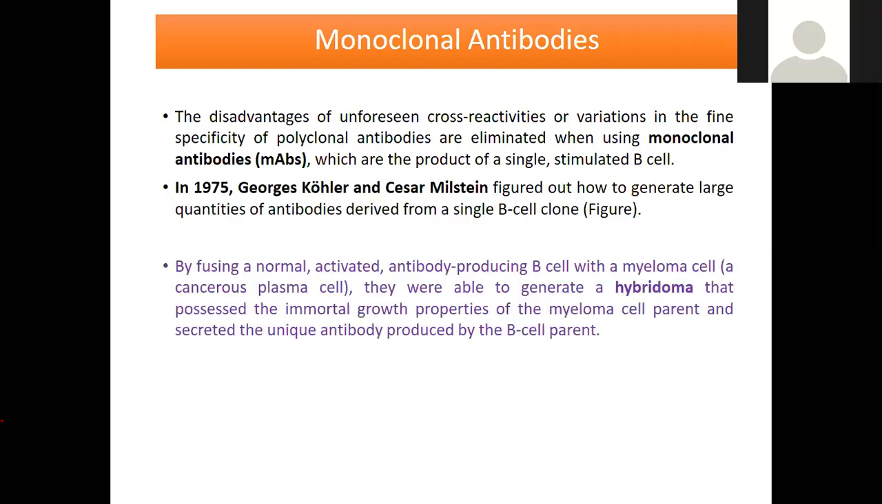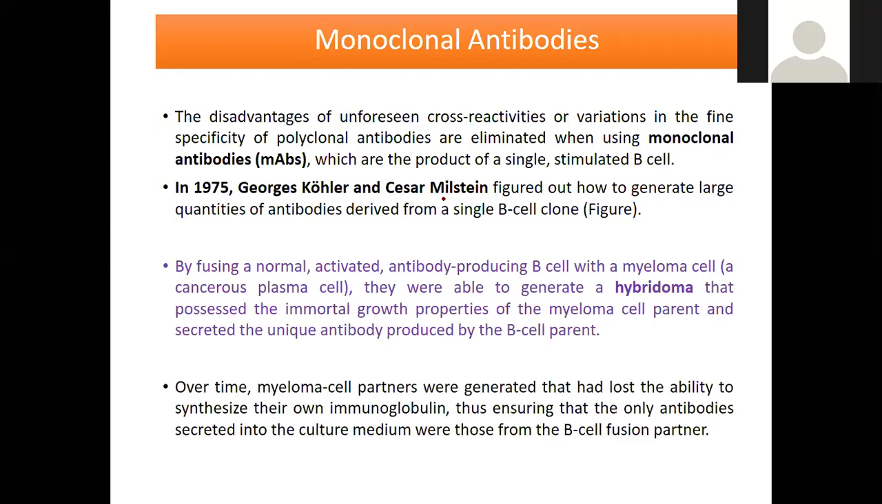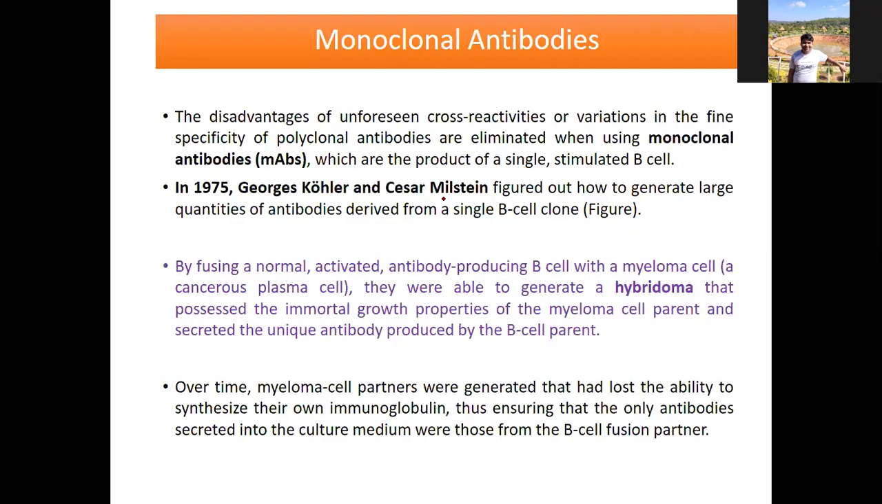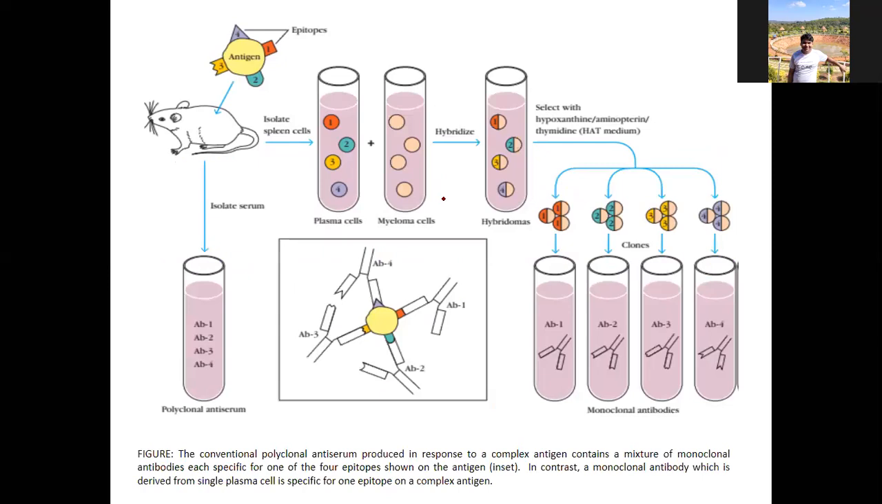Way back in 1975, George Kohler and Cesar Milstein figured out how to generate these monoclonal antibodies using mice and hybridoma cells. And these are some of the cancerous cells.